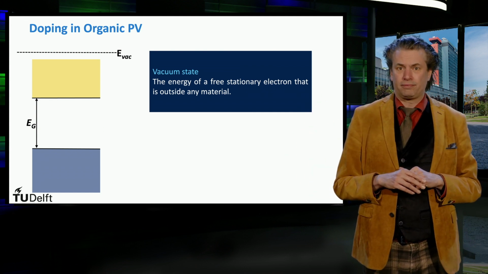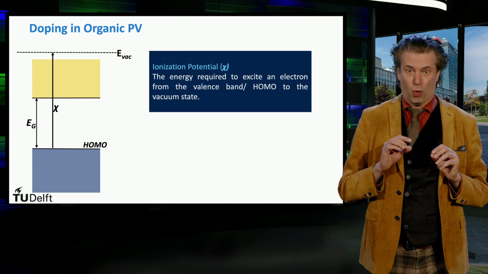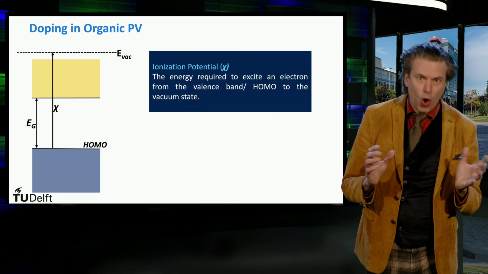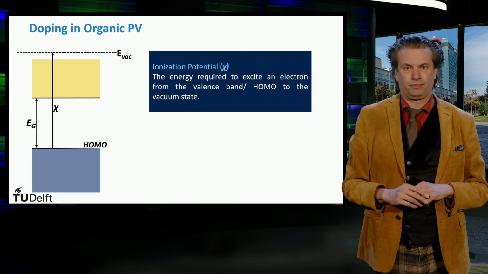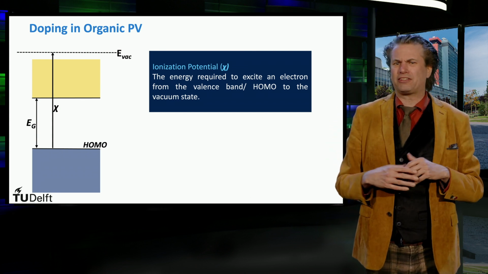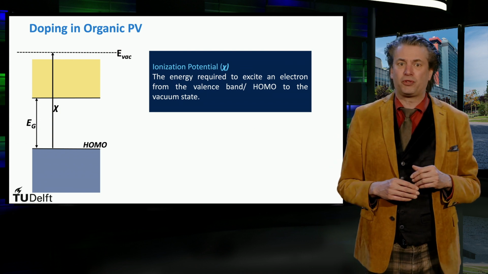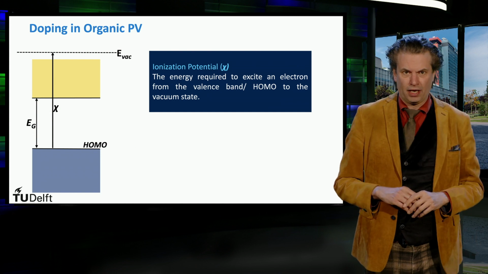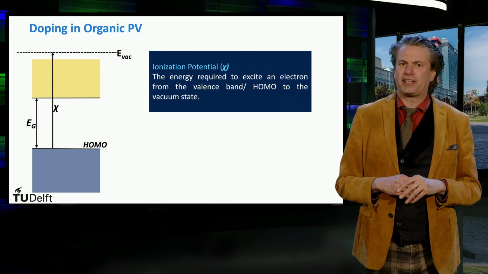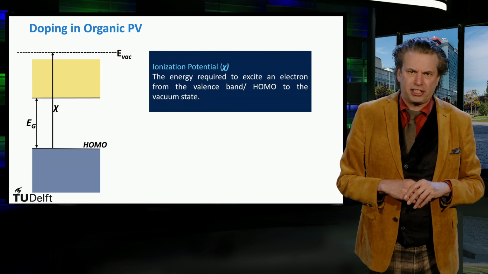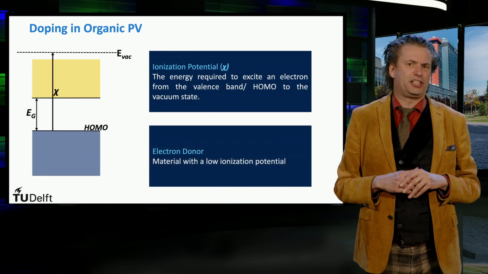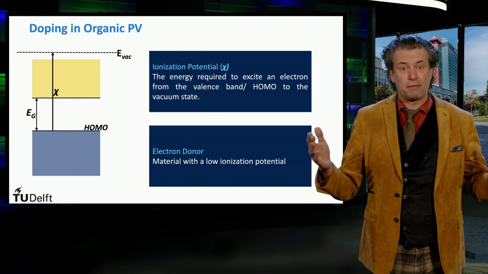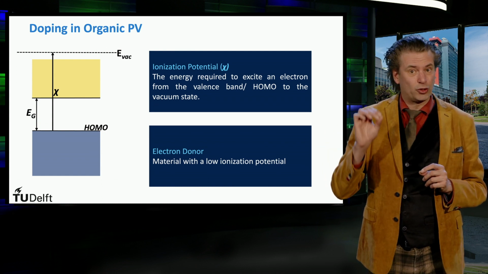Ionization potential can be defined as the energy required to excite an electron from the valence band or the HOMO to the vacuum energy level. On the energy band diagram, this translates to the difference in the energy between the vacuum state and the valence band or HOMO. Using this definition, we can infer that a material with a low ionization potential requires very little energy to excite an electron from its valence band to the vacuum state and hence can be called an electron donor.